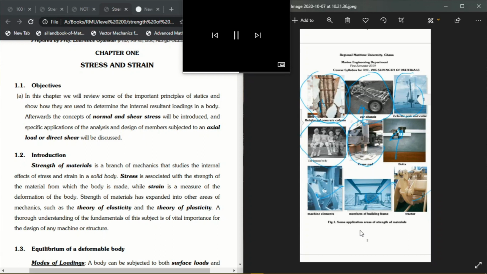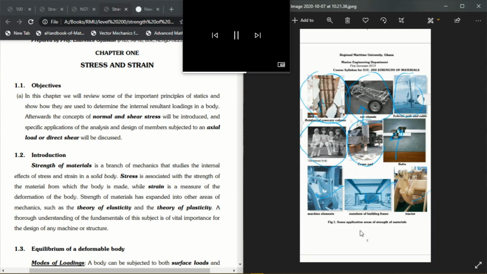You can see the chassis I'm talking about. I've circled those images. And you can see even in the reinforced concrete, there are iron rods in it. You can see electric poles in page two of our course syllabus. You can see human body, four children there. You can see crane part. You can see boats also there, and so on. These are all engineering application areas of strength of materials, where we apply strength of materials.